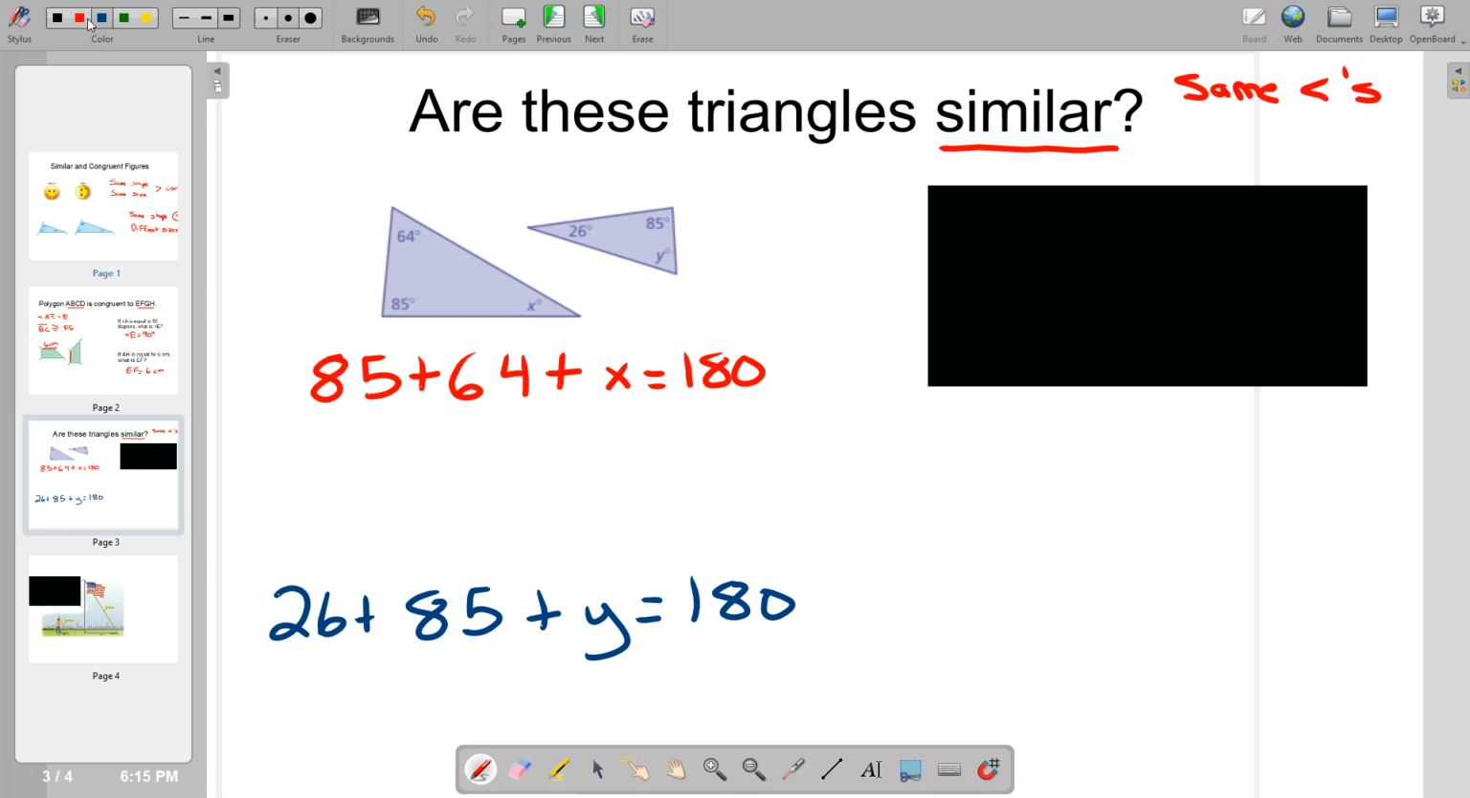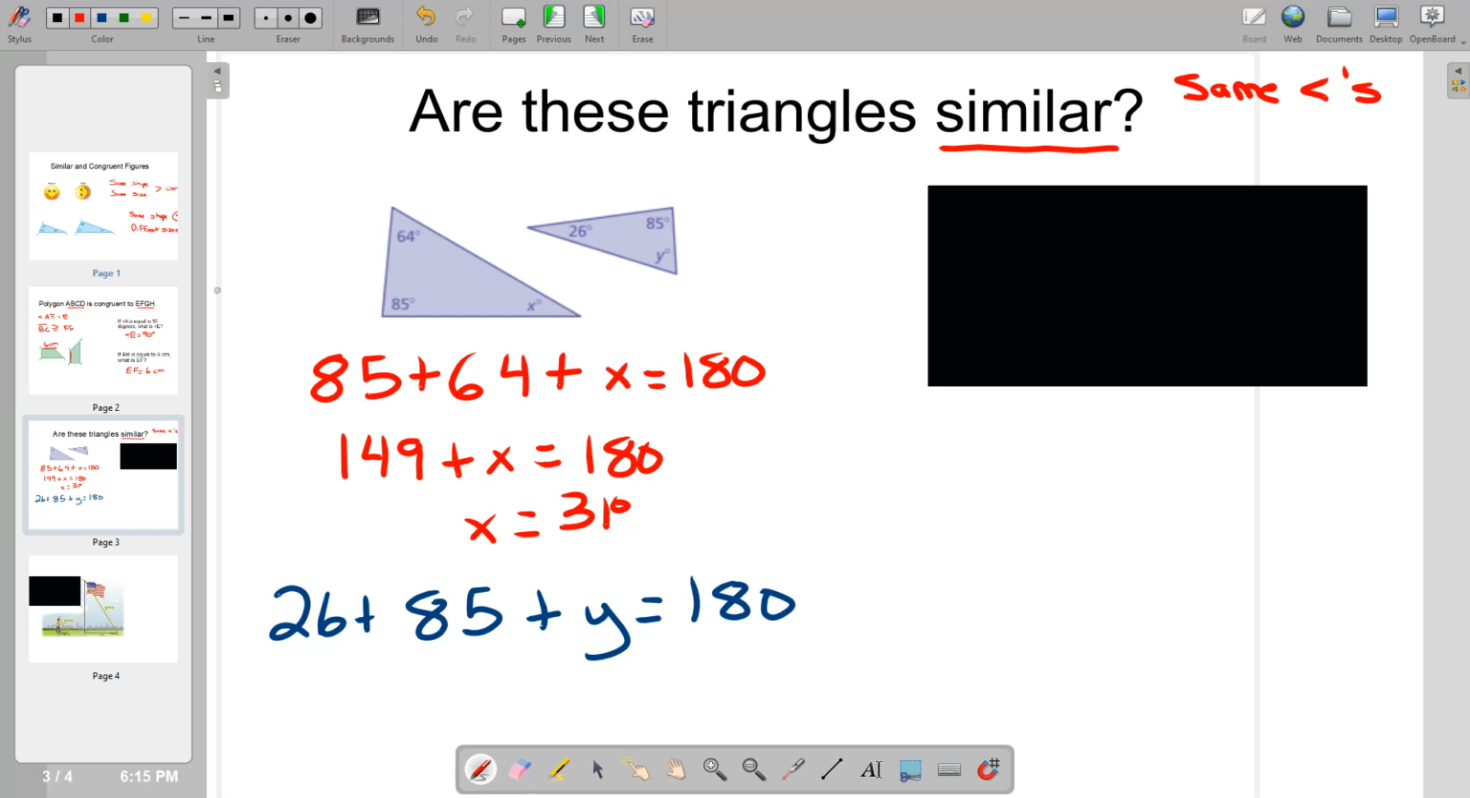So for our first shape, 85 plus 64, this is the dangerous thing where I have to do the mental math in my head as I am doing it. I believe it would be 149 plus x is equal to 180, which means once we subtract 149 from both sides, we would get x is equal to 31 degrees.